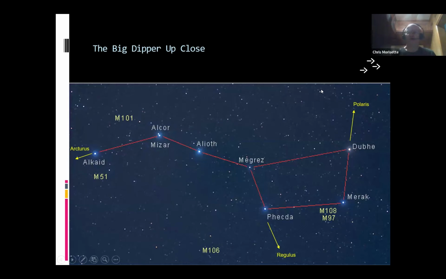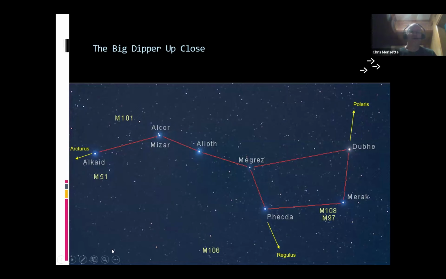So we talked earlier about using the end of the cup to get up here to Polaris. You can also use the inside of the cup, the two stars on the inside of the cup, to navigate down to Regulus, which is the bright star in Leo. And again, going back to the method that I talked about earlier, if you can find Regulus, then you have a fighting chance of figuring out the rest of Leo.